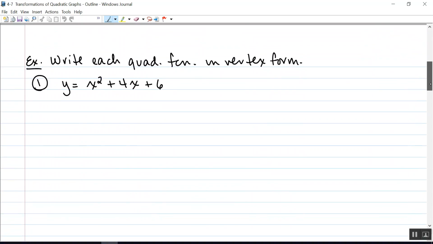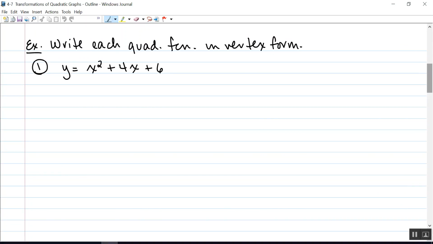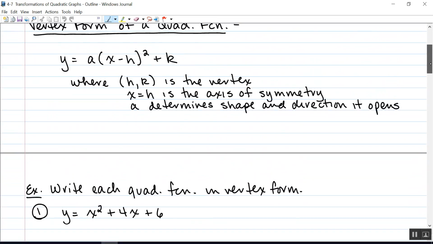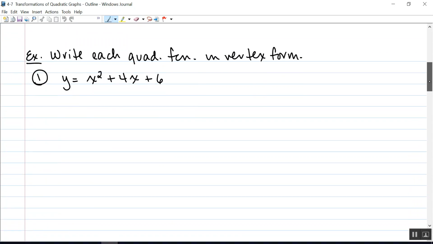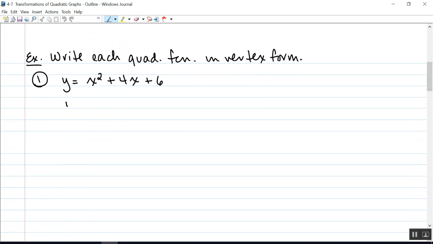So let's take a look at a couple examples of writing a quadratic function, taking it from standard form into vertex form. You'll notice that the x minus h stuff is squared. So that means that what we need to do is complete the square and make part of this a perfect square trinomial. In order to do that, I'm going to use some parentheses here to help me do that.